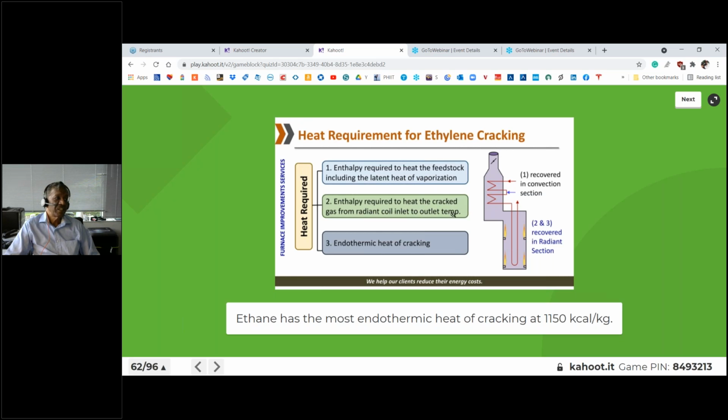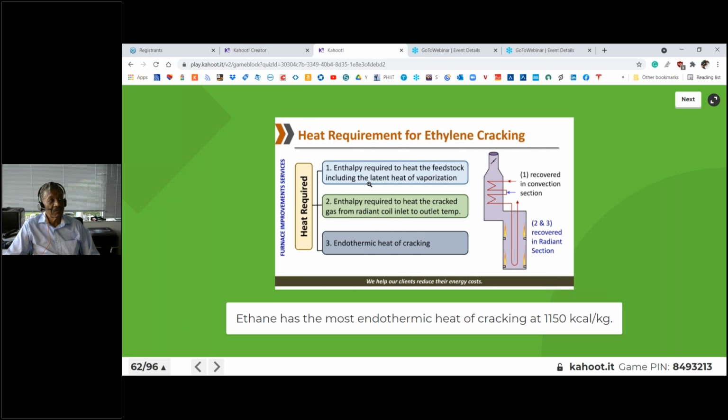And then you want to heat the feedstock to the reaction temperature, which typically starts at around 1300 degrees F. Then in the reaction, comes the endothermic heat of cracking. So that is the reaction heat, which we have to provide before we get out the product.